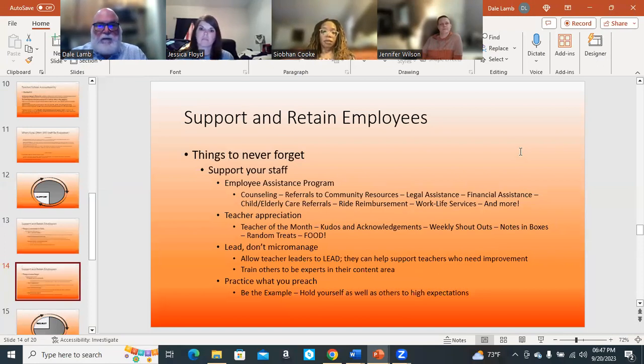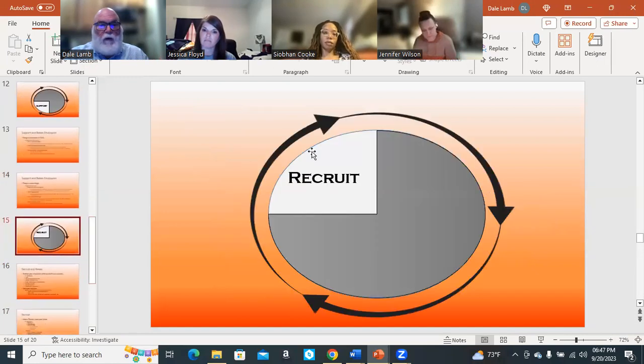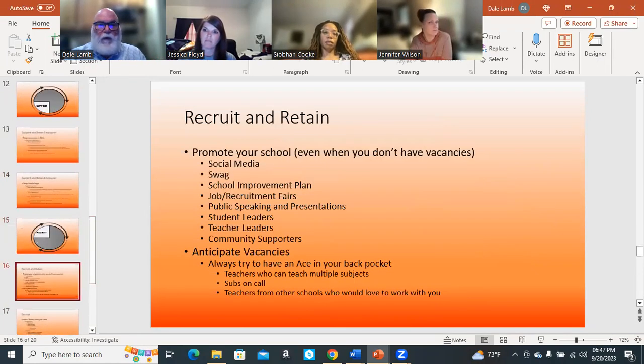Teacher appreciation, don't micromanage, practice what you preach. If you want them to be on duty, show up for yours. All the things that you need to do. This is how you support and retain staff. And if you do that, it leads right into recruitment. People will want to come and work with you. Promote your school, do the swag, job fairs, all those kinds of things.